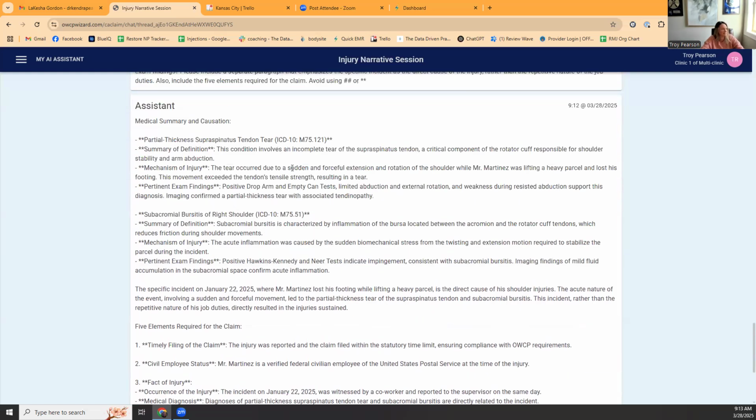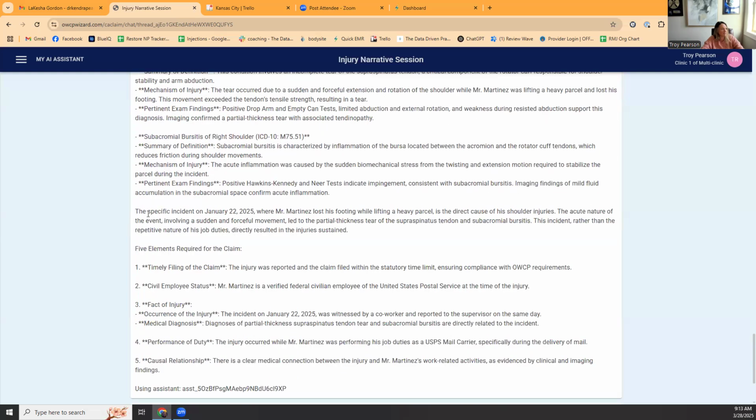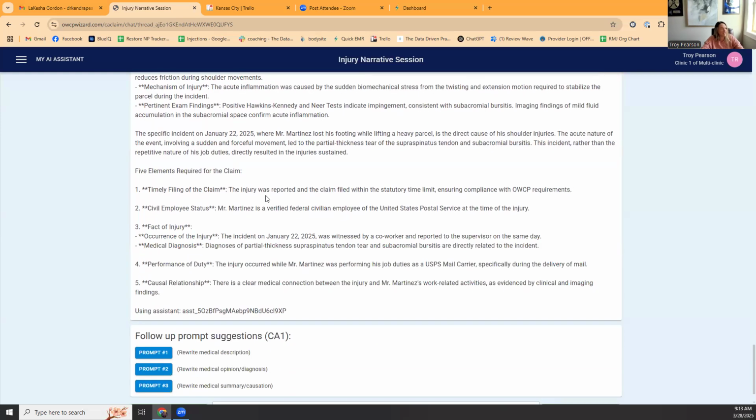So we're going to summarize here. Summarize each diagnosis, but then we have this specific incident where he lost his footing, and that caused the tear. And then we like to add the 5 elements at the end of our narrative, just to dumb it down for this claims examiner. So they can't deny for any of these 5 things, because we just literally pointed to where it is in the narrative that these things happened.